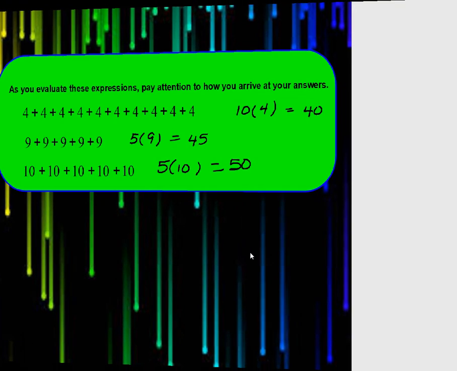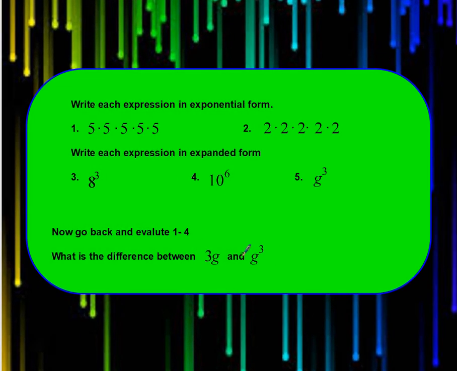Now as we look at the next, it wants you to write this expression in exponential form. We write the whole number here as our base, and we count how many we have, and that's our exponent. Again, on number 2, we write down our base, which we're talking about 2's, and our exponent is how many we are multiplying.